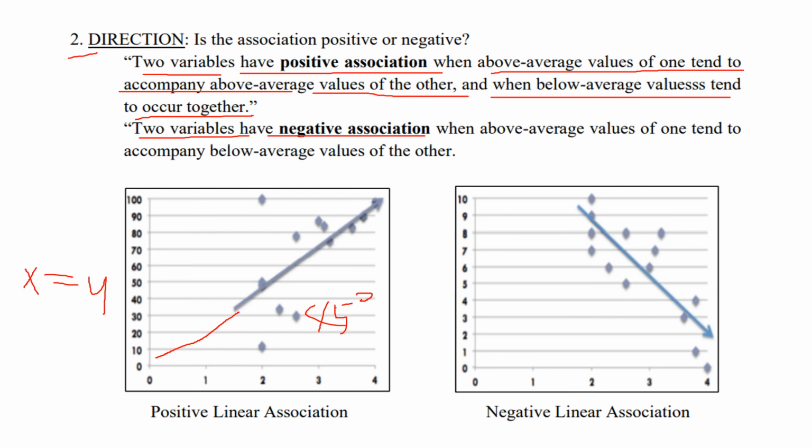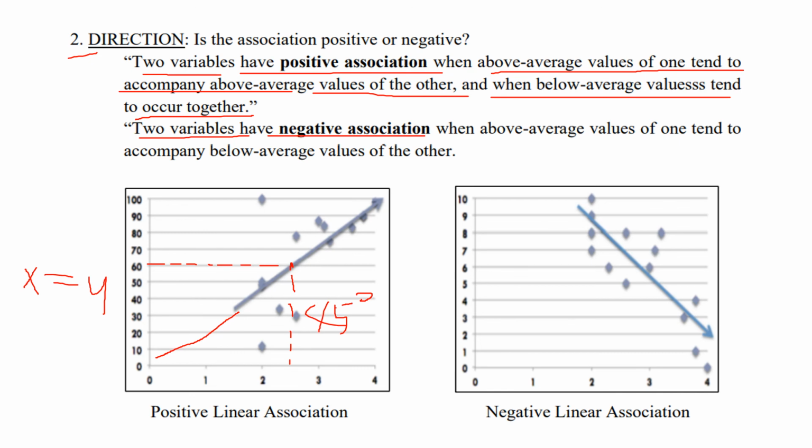Meaning to say, if we consider this point, the vertical distance of this point to your x axis will be equal to the horizontal distance of this point to the y-axis, because this line, as you can see, makes 45 degrees to your x and 45 degrees to your y. Why is it a positive linear association?